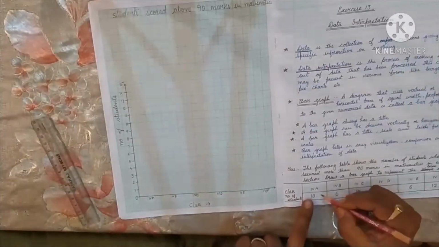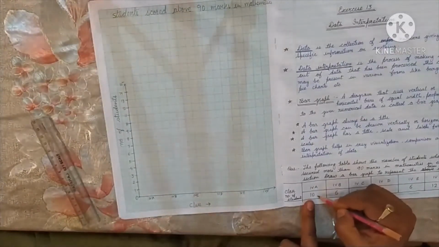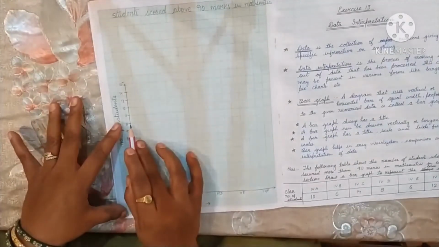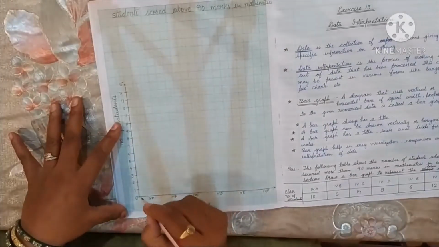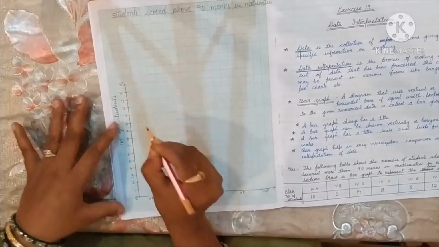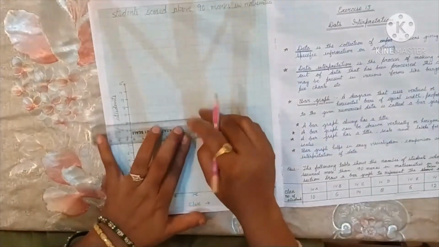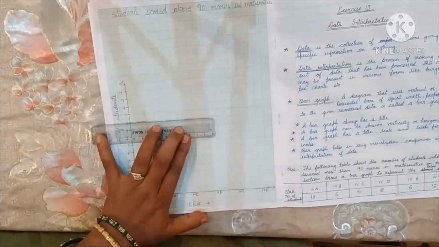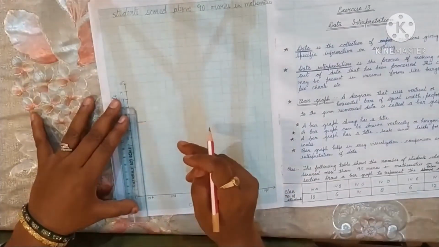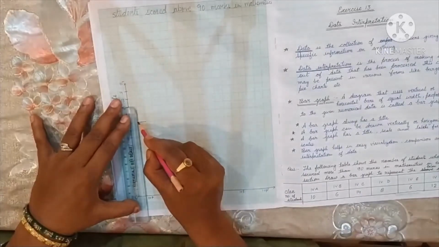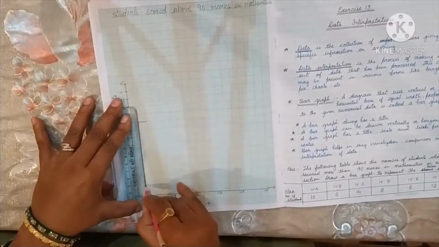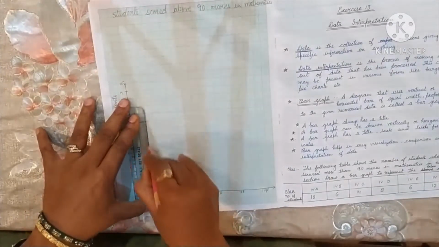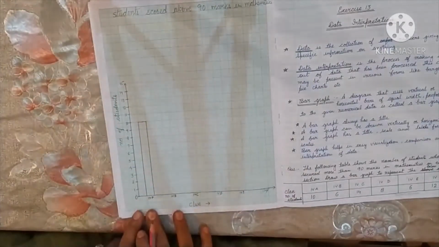Now, if you see the first, 4th A, the number of students is 10. We will check it here. Where is that 10? 10 is coming here, and the 4th A block is here. So I will just put a point here, and with the help of the scale we have to draw a bar. This is 10, and then join this line with the axis. So this is 4th A.